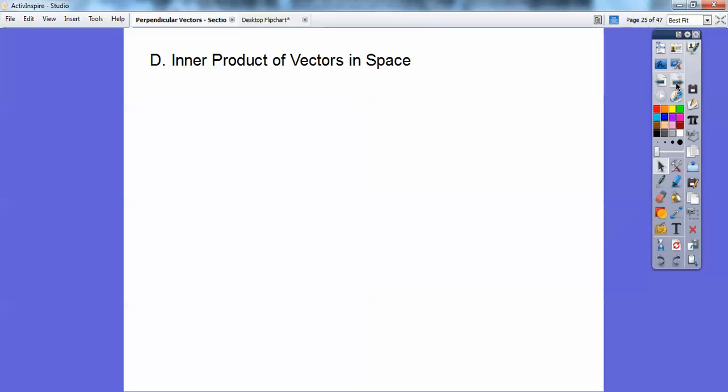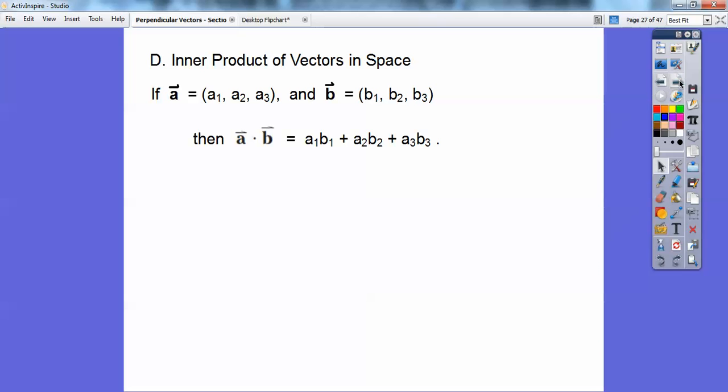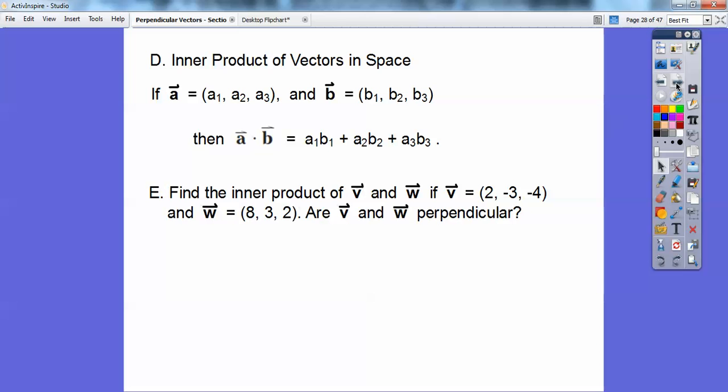All right, so the same thing goes with inner products in space, except we have an ordered triplet. So let vector A in space be the triplet A1, A2, A3, and vector B be B1, B2, B3. The inner product of vectors A and B in space is just like it is in 2 dimensions, except it's in 3 dimensions. So you multiply the x's together, the y's together, the z's together, and you add them up.